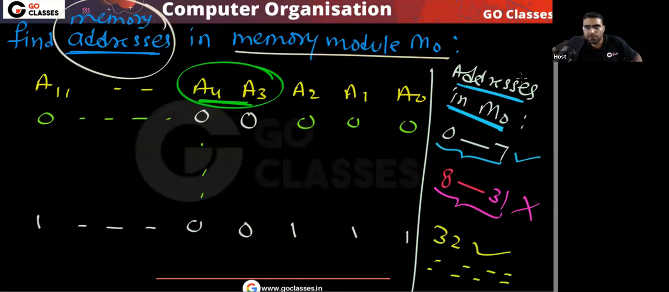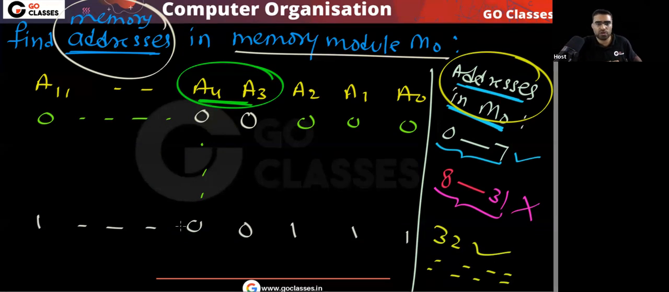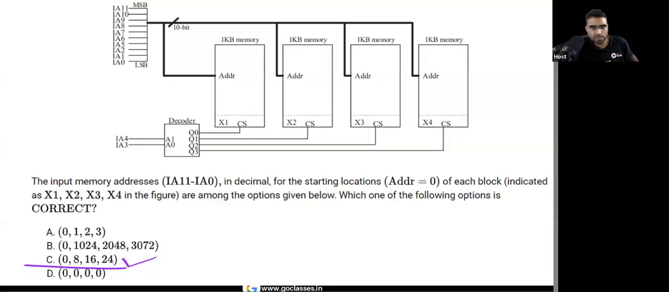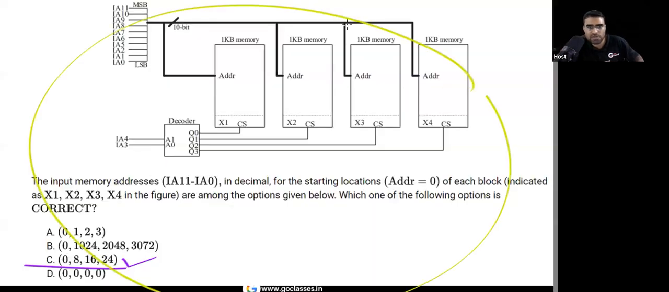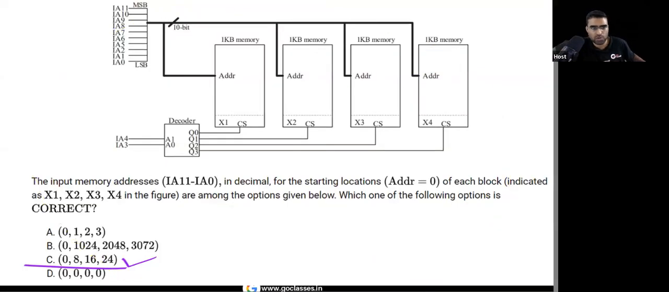So remember, if you look at the addresses in M0, then you will see 0 to 7 are in M0. 8 to 31 are not in M0. 32 is in M0 and so on. So this is the complete idea. I hope you understood. Okay, this is enough. Understood? Let's move on. So this was your GATE exam question. Beautiful question. I hope you loved it. Let's move on.